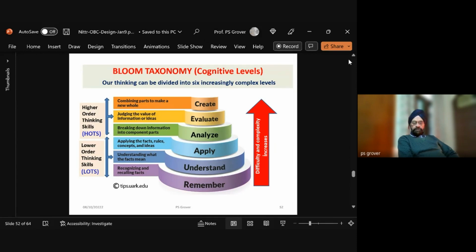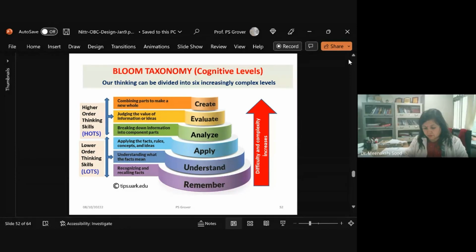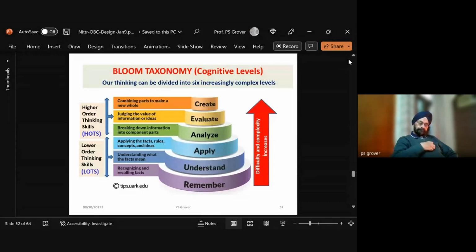For example, the lowest level is, please, any question? Any question, please? Mr. Meenakshi, any question? Any difficulty?